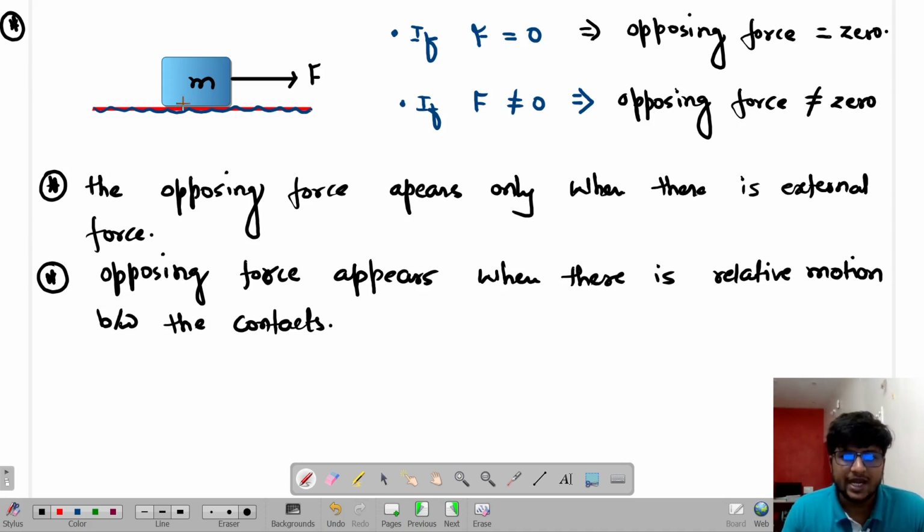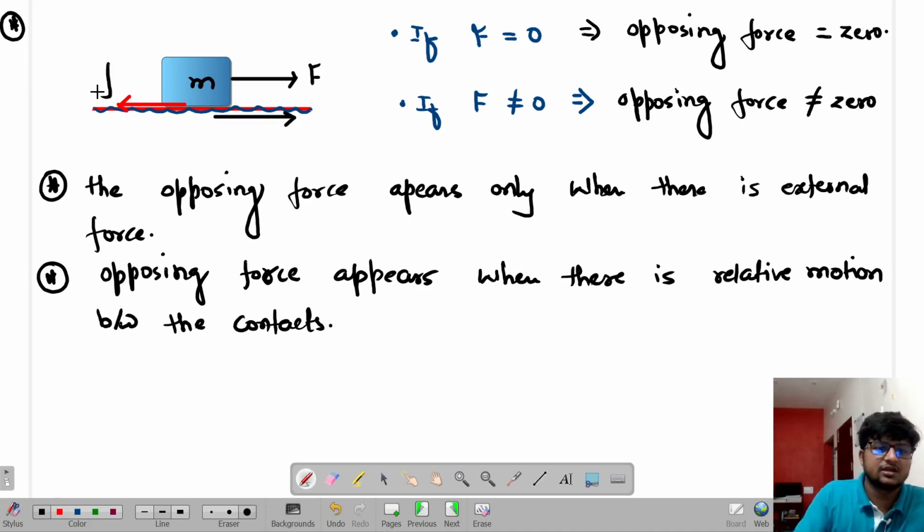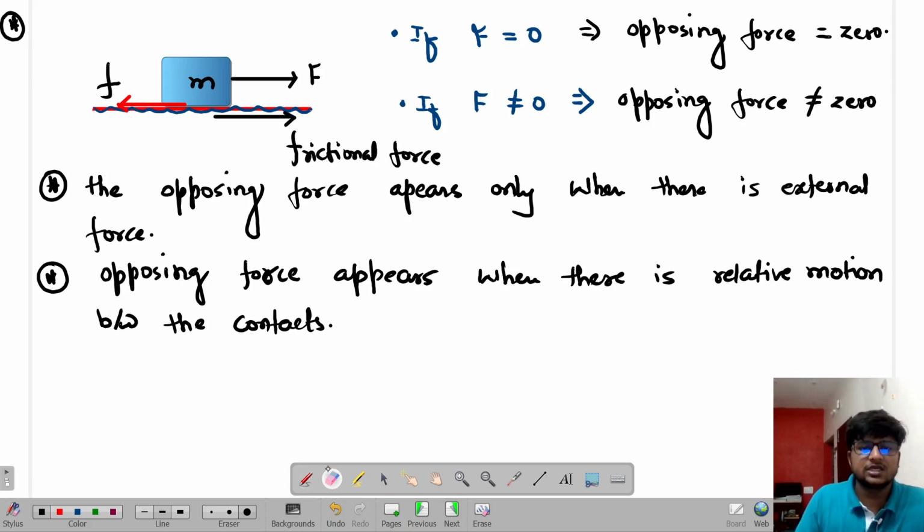So this opposing force only appears when and only when there is relative motion. If there is relative motion, in which direction will it be present? For the body M, it will be in the backward direction. But for the ground, it is in the forward direction. Again, equal and opposite reactions are there. And this opposing force has been given a name, and we call it friction.